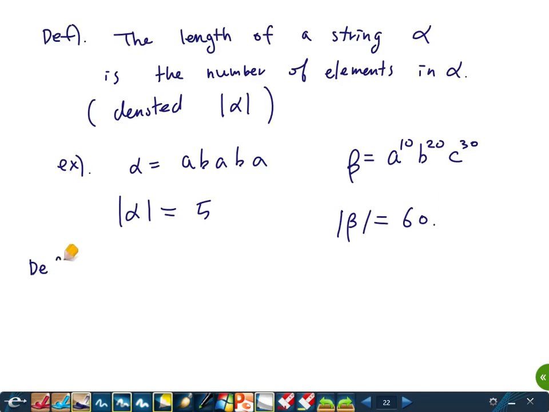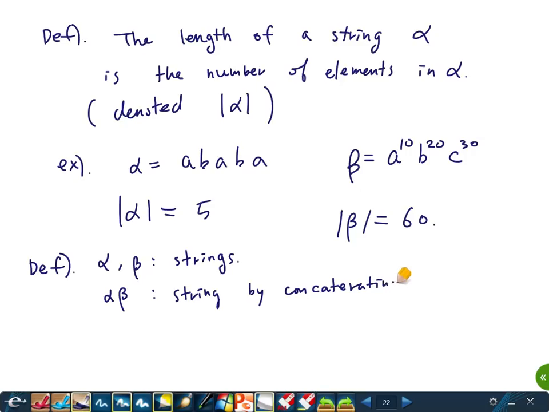There are some more definitions to go, unfortunately, but they are natural definitions in some sense. Suppose we have two strings and then we can attach them together. Alpha beta is the string obtained by concatenating alpha and beta.